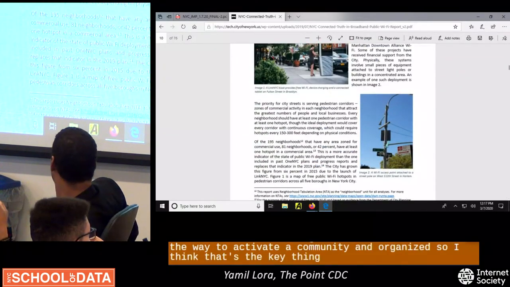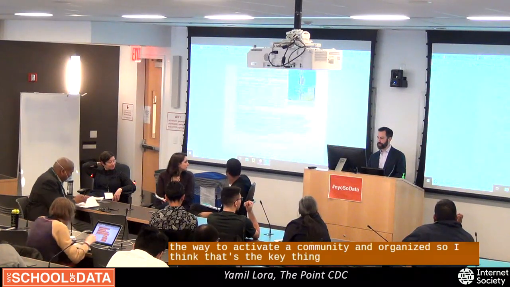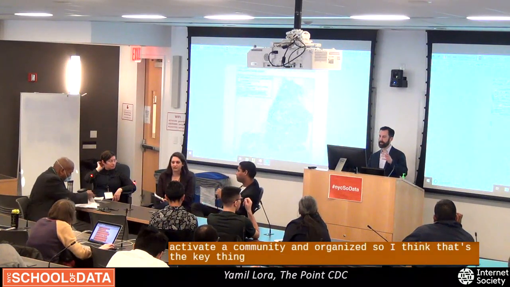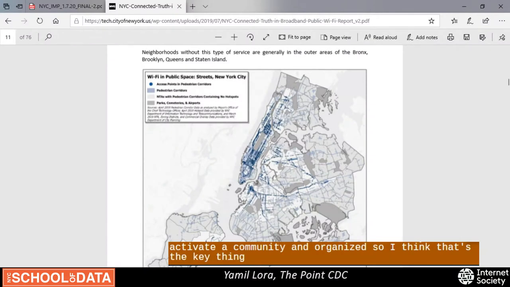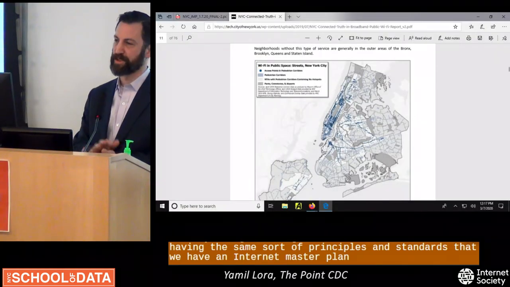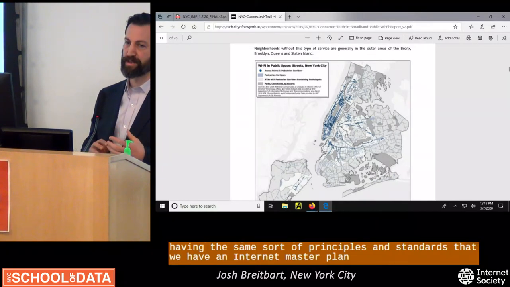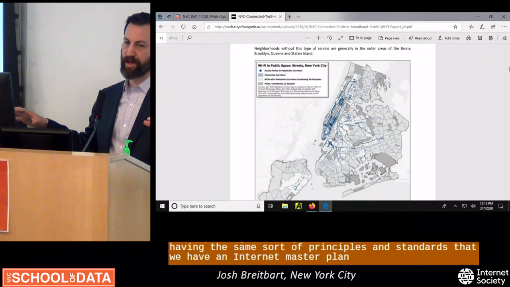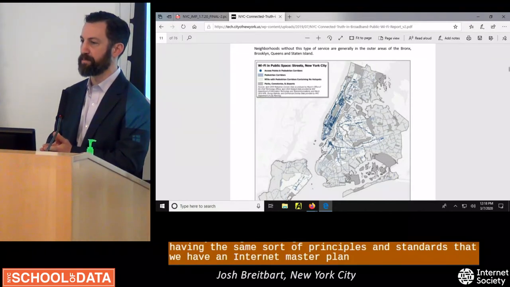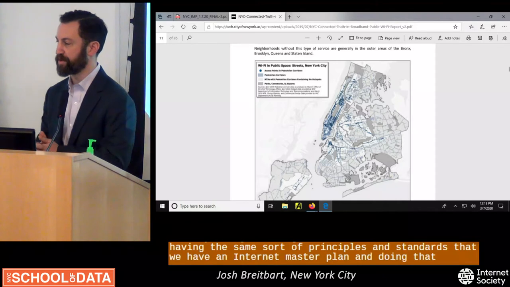And we also did another report looking at public Wi-Fi in New York City, where for the first time, instead of looking at all Wi-Fi as if it's created equal, we started to break it down, having the same principles and standards that we have in the Internet Master Plan, but understanding the use cases. Because a community network might not have the same purpose as what's in a library, or what's put out on a commercial corridor. And it's not necessarily about having 100% of everything covered. It's about having people's needs met, equitably and to high quality throughout the city.